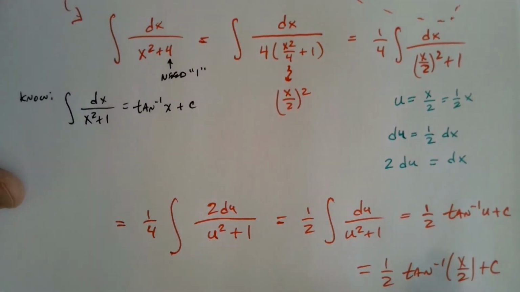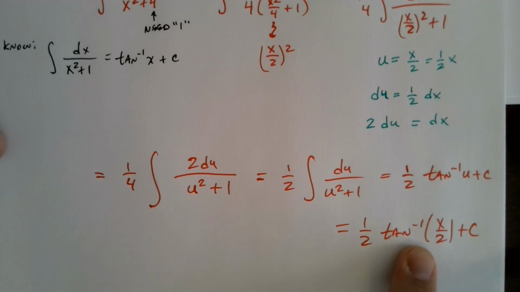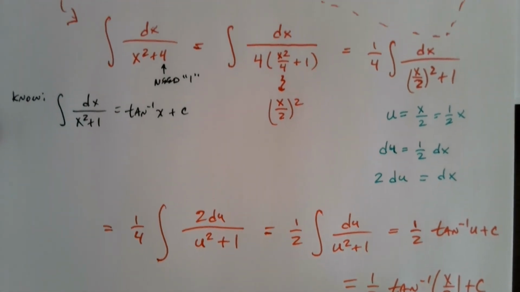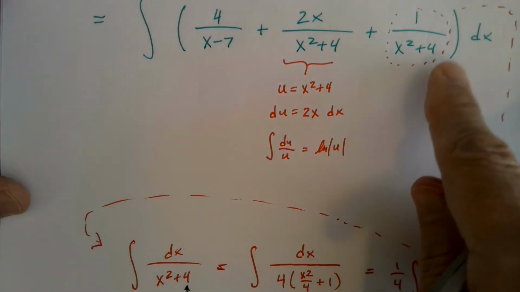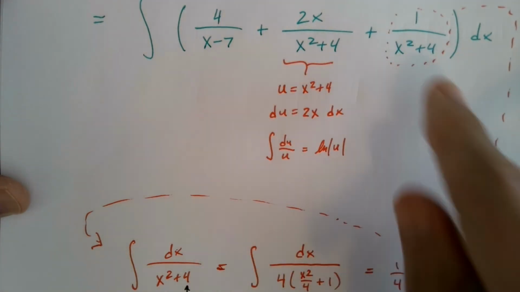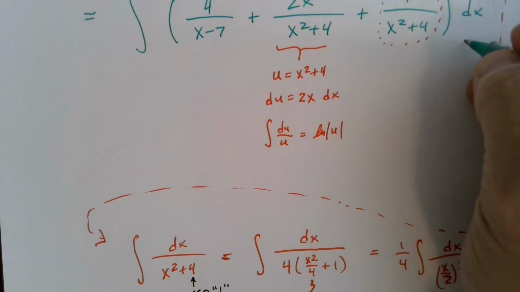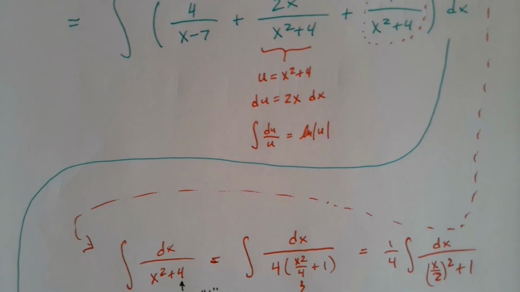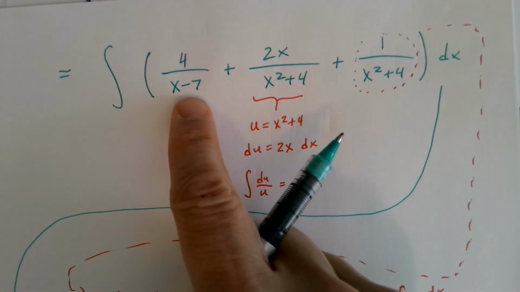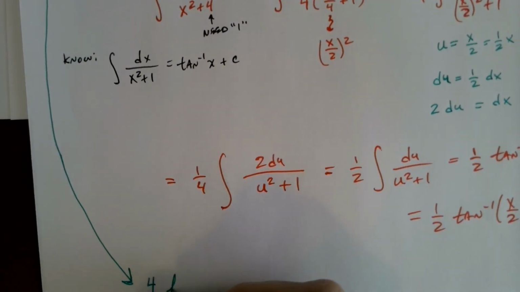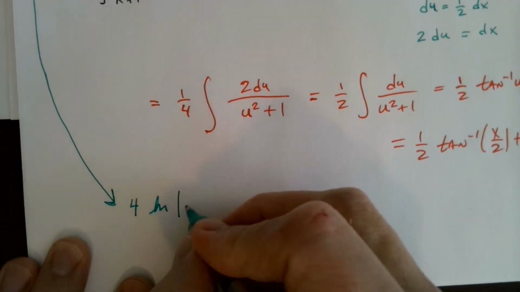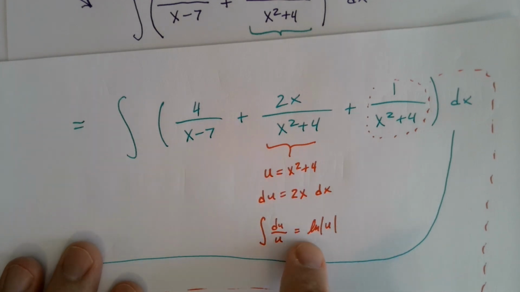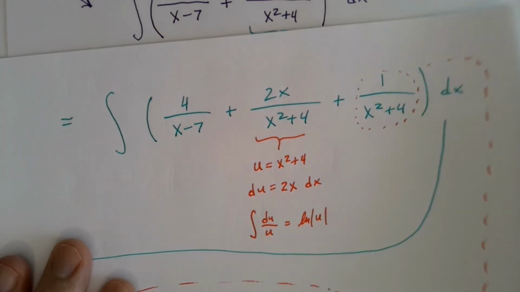Okay, so with that, I now know what my last integral is. It's arctangent. So I know what this is, I know what this is. So what's our answer? Let's bring it all the way down after this analysis. Write it down here. So what's the antiderivative of this? This is 4 natural log of absolute value x minus 7. Okay. Plus what? The antiderivative here was natural log of u, where u is x squared plus 4.